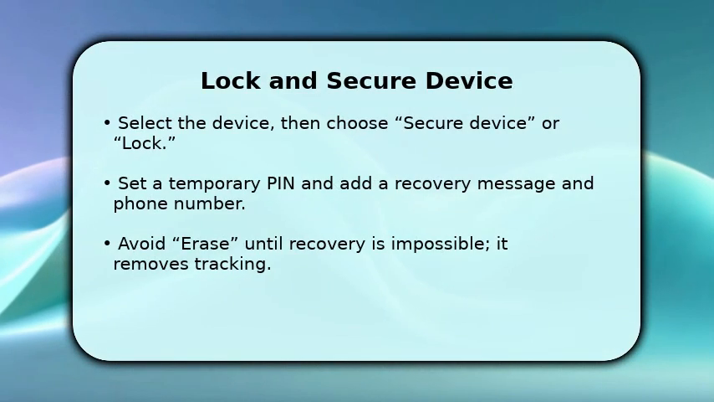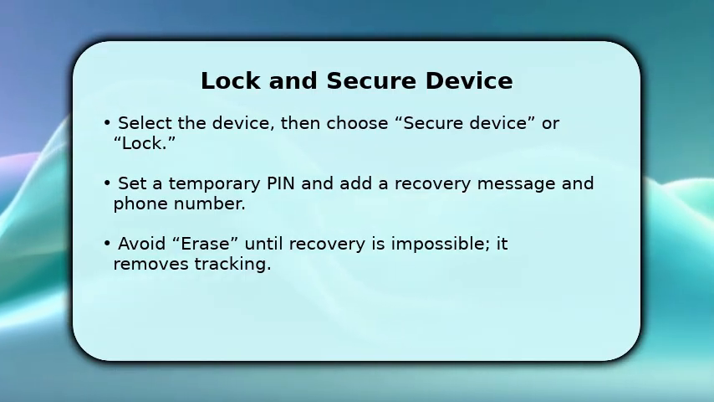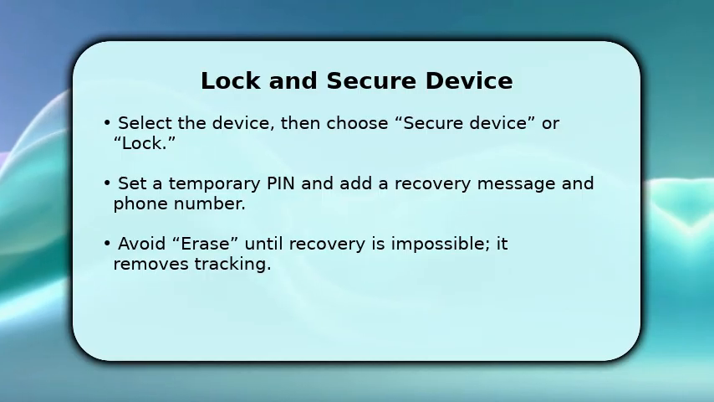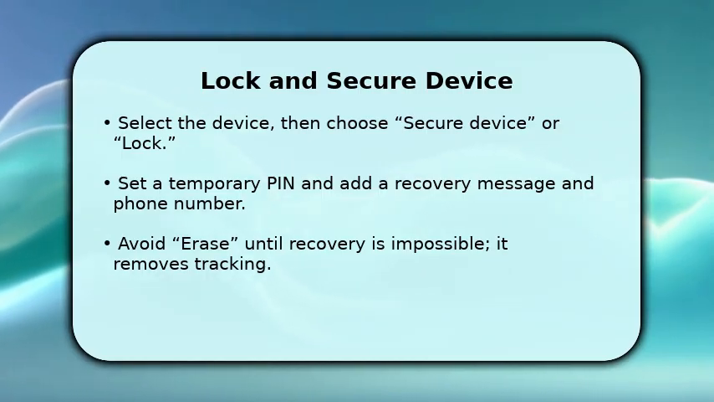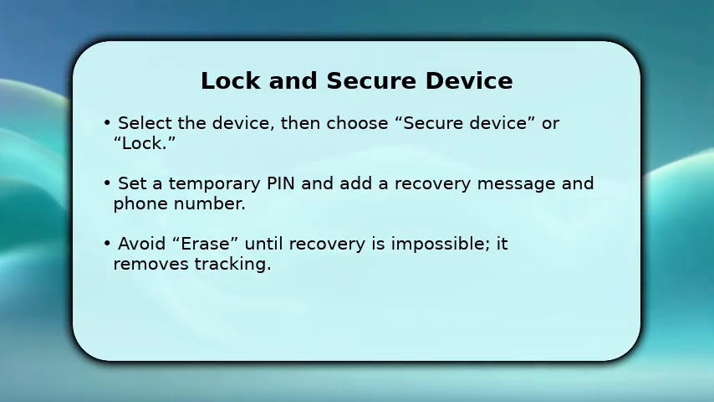Once you've selected your phone, choose Secure Device or Lock to immediately enforce a screen lock. This prevents unauthorized use. You'll be asked to create a temporary PIN or password, and you should add a short recovery message plus a contact number that displays on the lock screen. This helps an honest finder to return it.